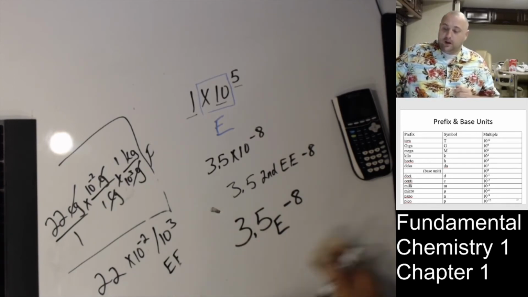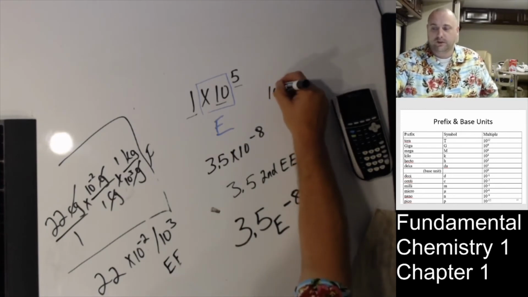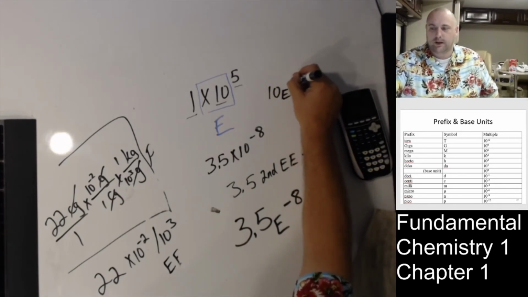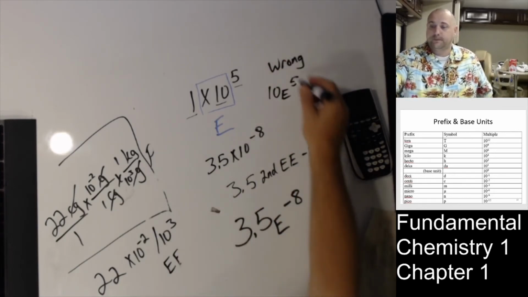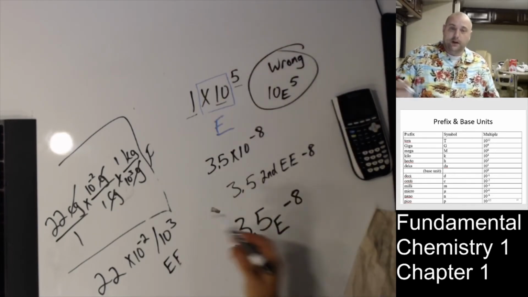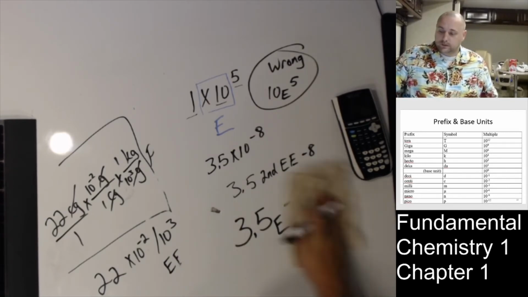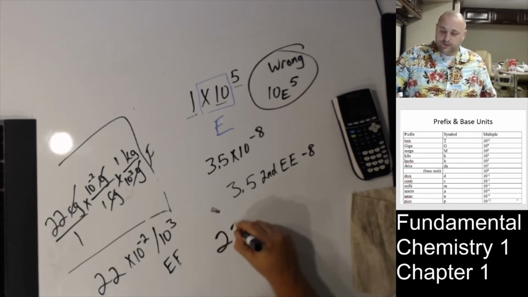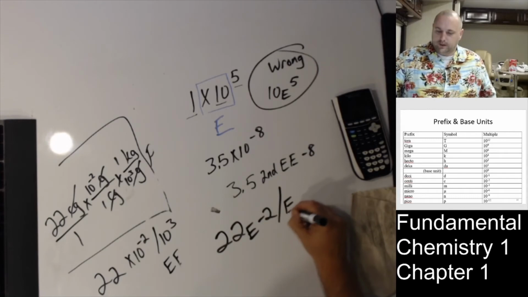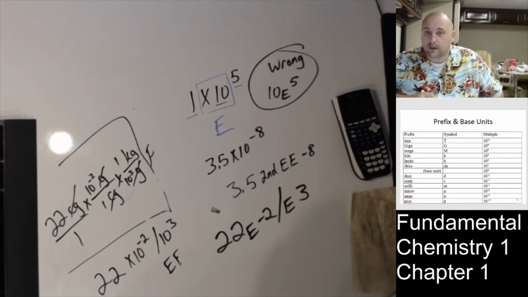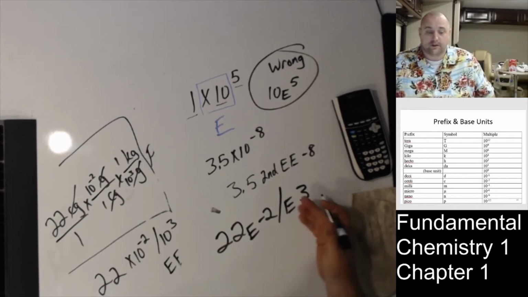The main mistake students make is they put a 10E. They'll put 10E5. And this is wrong, because that 10 is already built in. So that's wrong. All right. So when I come in, I'm going to type in 22E negative 2 divided by E3. That easy. And it ties it all together, makes it fast.